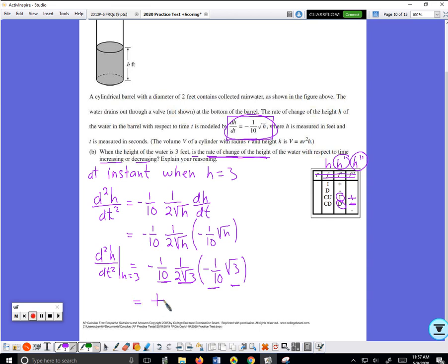Now I need the reasoning. I just say since the second derivative of h is positive at h equal 3, therefore the rate of change of h is increasing. Sorry, back up, shouldn't write it that way. When h equals 3.